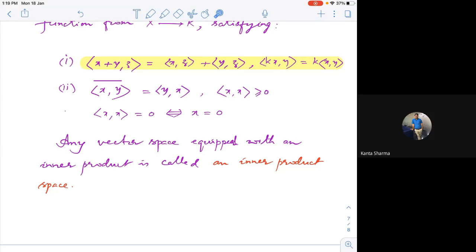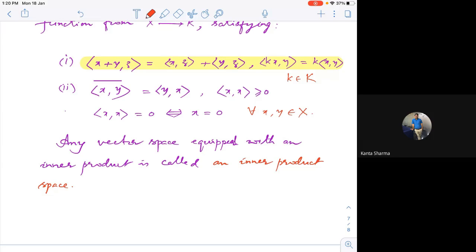And you look at the second one: the conjugate of the inner product x comma y is equal to the inner product y comma x. And the inner product of x with itself is always non-negative, and this becomes 0 only when the vector is 0. What are all these x, y's? These are nothing but vectors, drawn from X. What is K here? K is from the scalars. K may be the field of complex numbers or the field of real numbers. This is called an inner product.